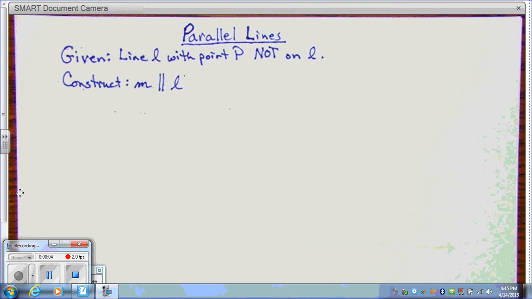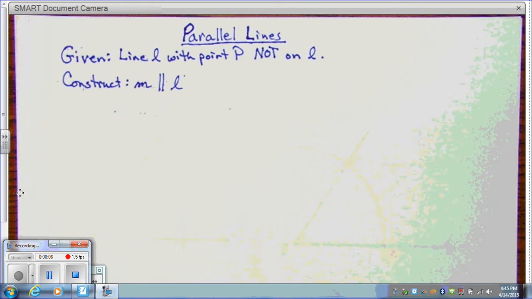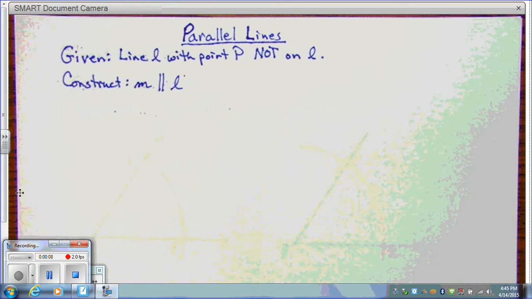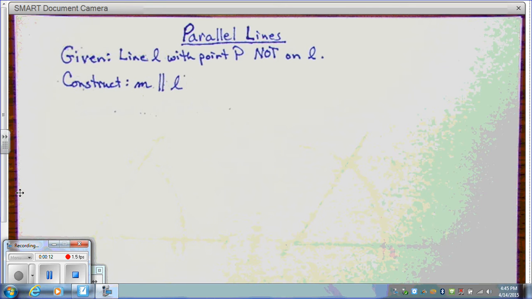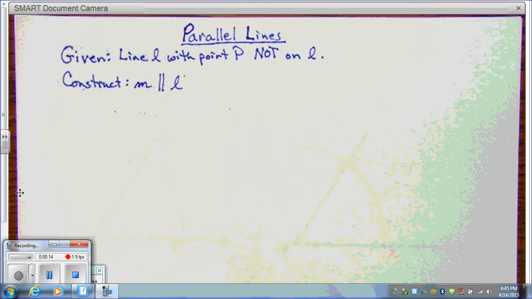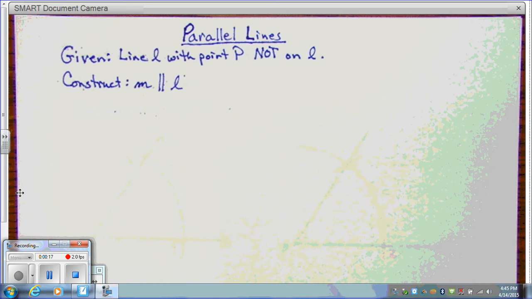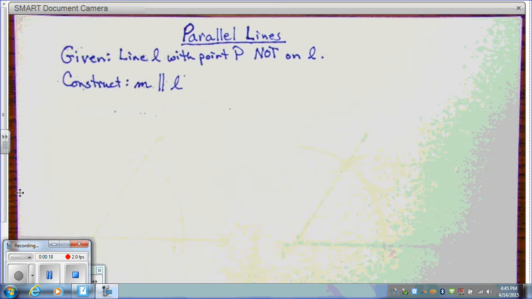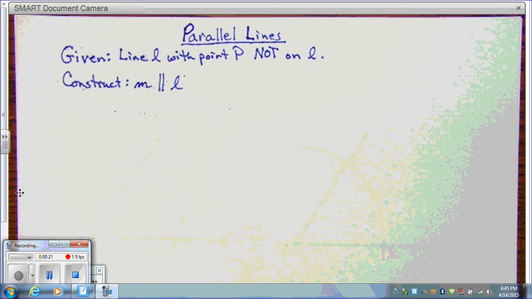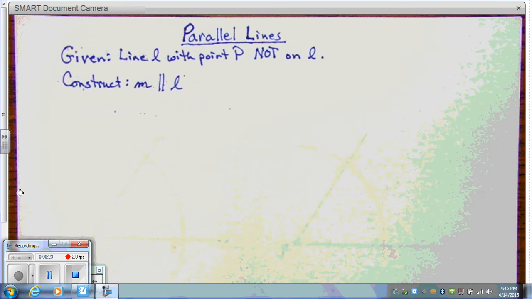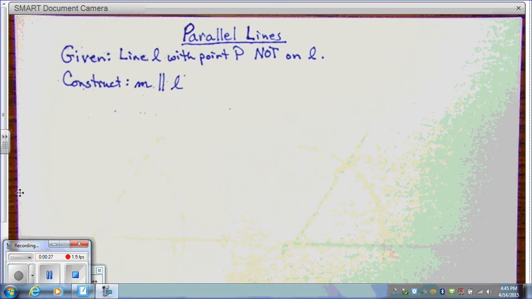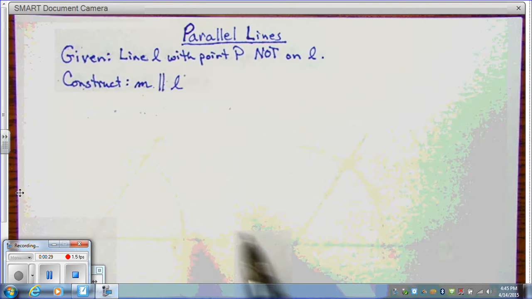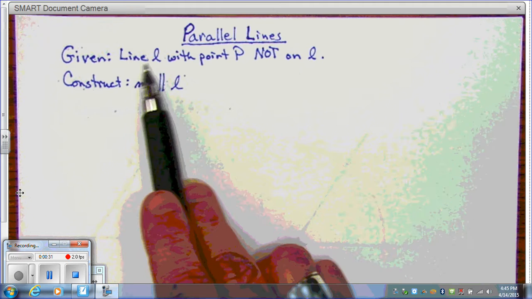Constructing parallel lines. To construct parallel lines, you actually use one of the 6 basic constructions. So we've learned those 6 basic constructions. And so we will take one of those constructions and apply it with theorems that we know about parallel lines to do this construction.